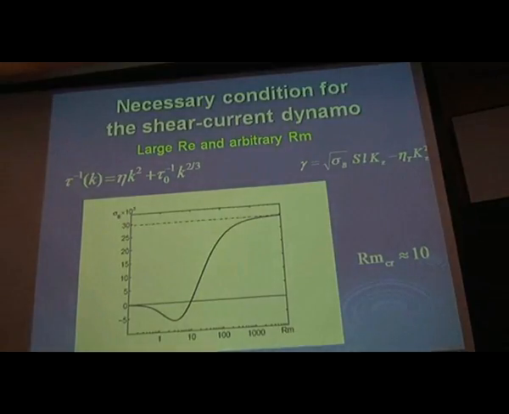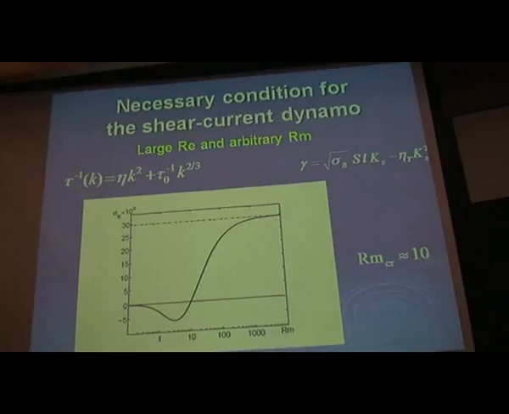So the results depend on the correlation time. Let's consider large Reynolds number, but arbitrary magnetic Reynolds number. The inverse correlation time is a combination of inverse diffusive time and inverse turbulent time. In this situation, the threshold for excitation of a large-scale magnetic field is of the order of 10.